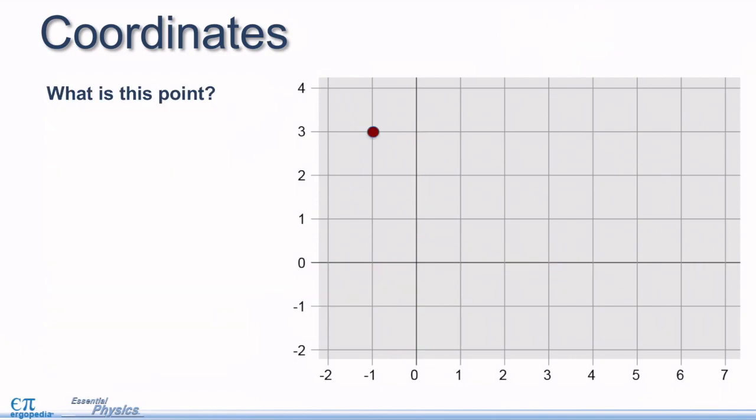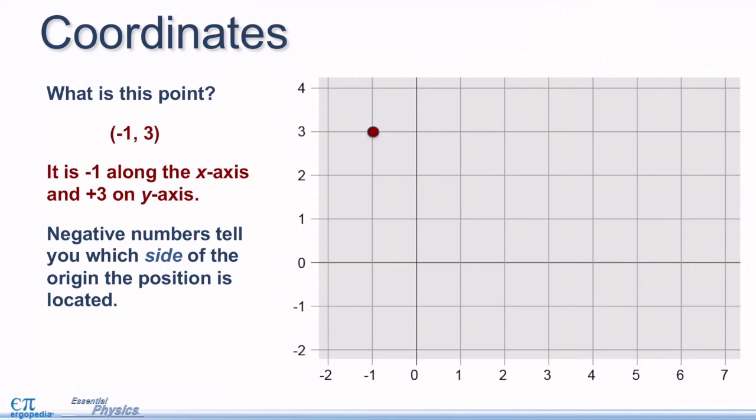So here we have an example of that. We're starting from the origin. We're going to go 1 space to the left or to the west. So that's going to be -1. Then we are going to go up or to the north 3 spaces. So our coordinate should be -1, 3.